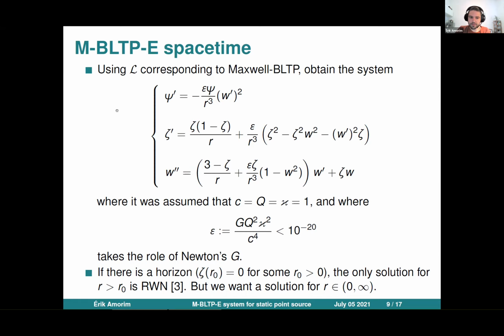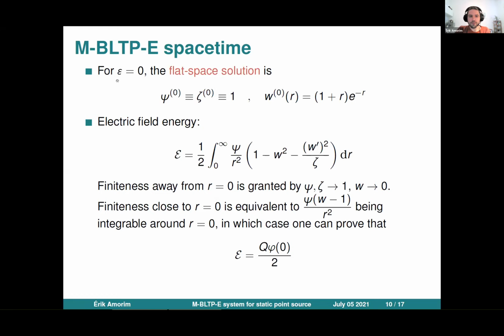Okay. So for epsilon equals zero, we have the flat space solution, which is once again just Maxwell BOTP in Minkowski space. It's given by these expressions right here. I'm putting an index zero on top of the functions. And the electric field energy, if you write down what it is in general relativity for a theory coming from a Lagrangian, you can do that.